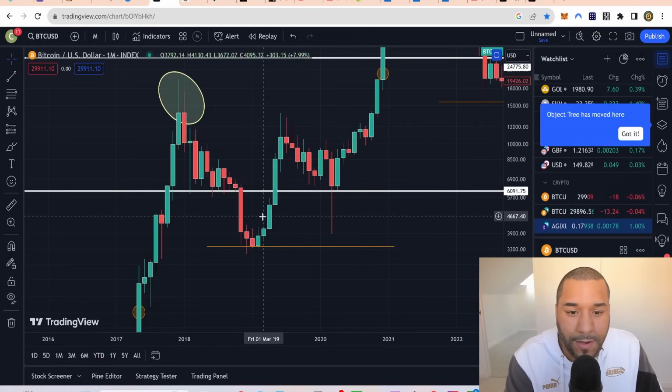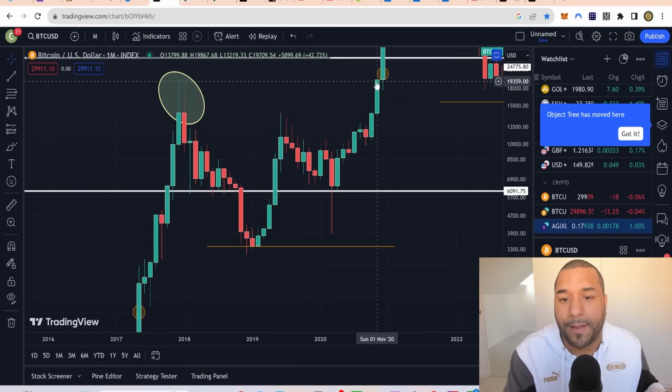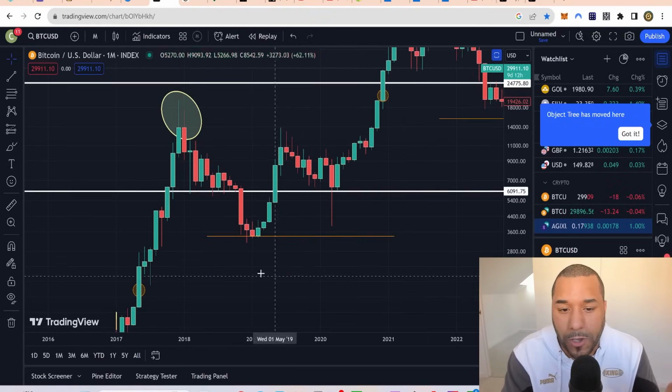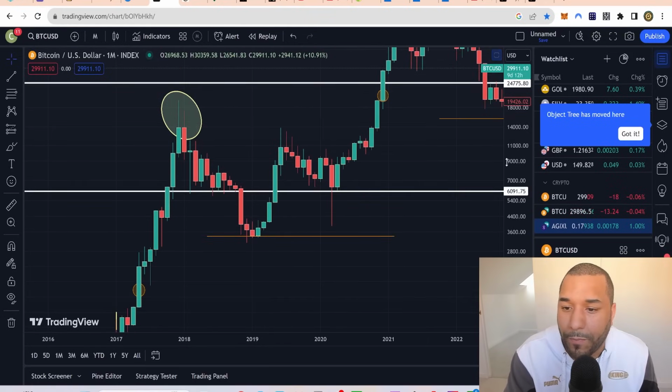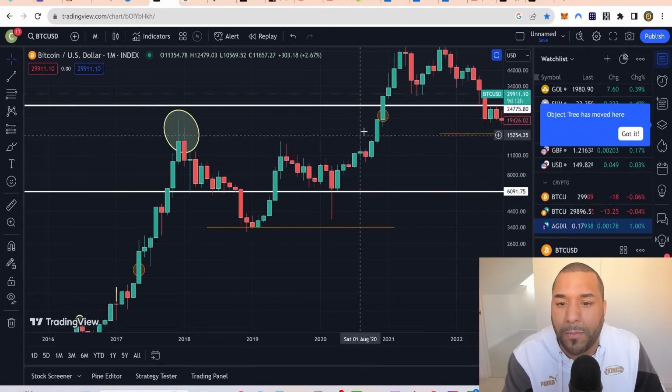And then after that, once it broke out of here, if you ignore the COVID event, this probably would have carried on going, right? But I think it went too parabolic too soon, which is why you saw a cool-off period in 2020, and then we saw a massive rally up.